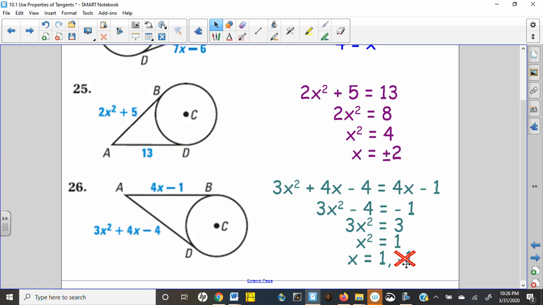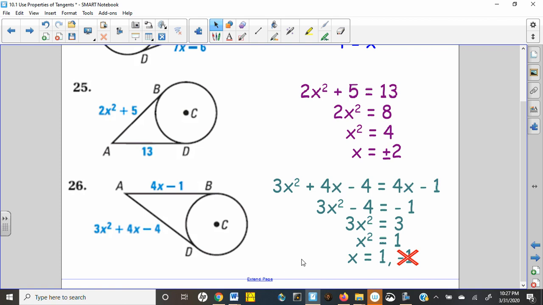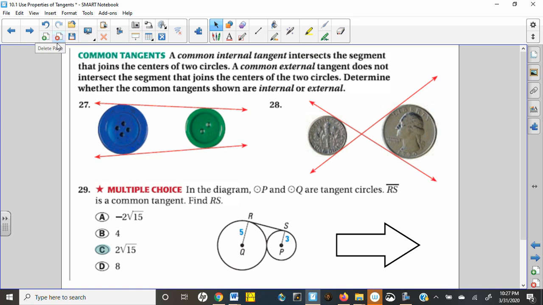Now, on the other hand, on this one, that -1's not going to help you. It's going to create like a -5 for distance AB. You can't have negative distances. So when you have those squared, you got to be careful. You'll be seeing a lot more quadratics in this section than you have all year. So it'll be a good algebra review for you as far as how to solve quadratic equations.